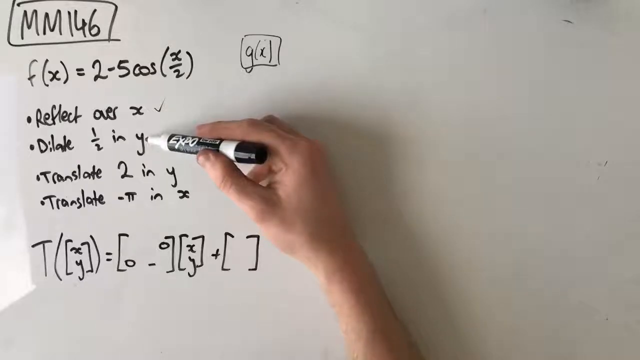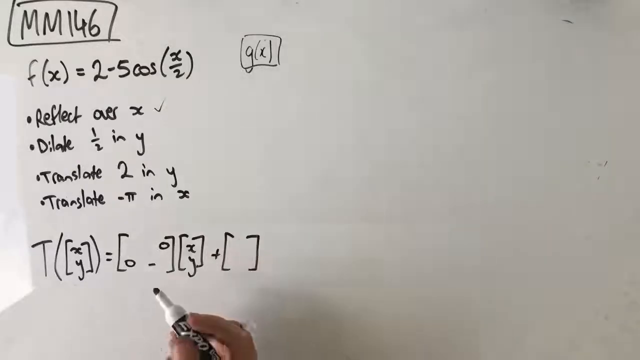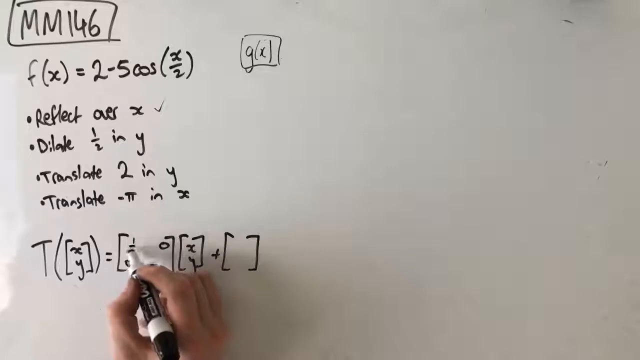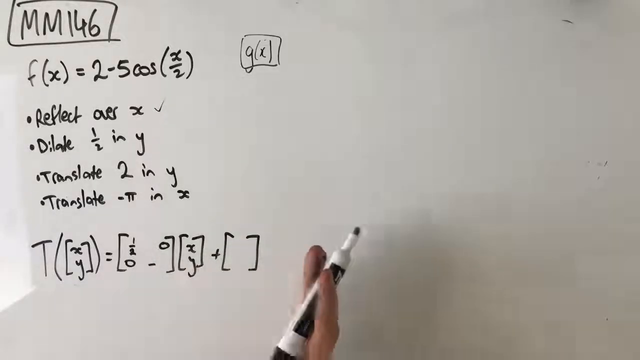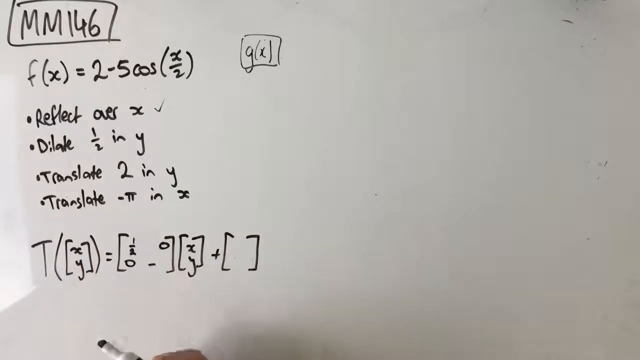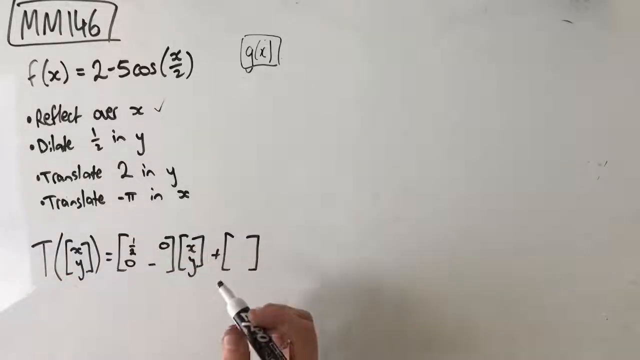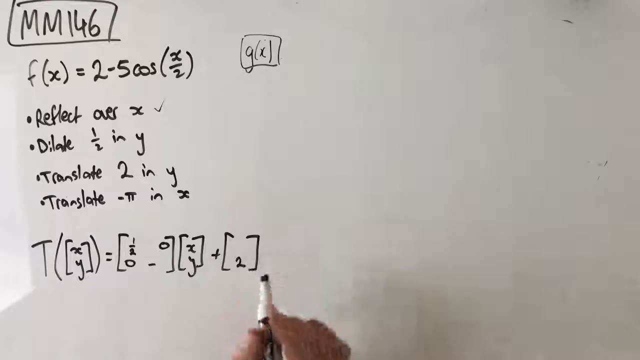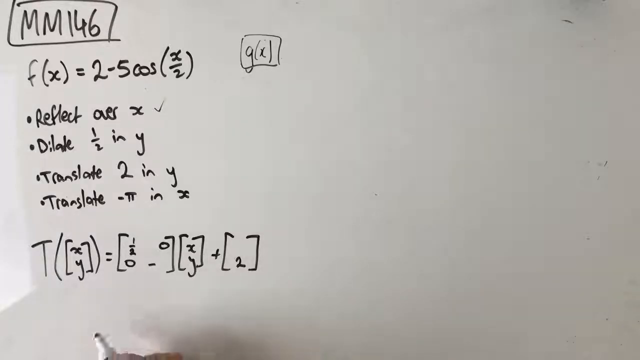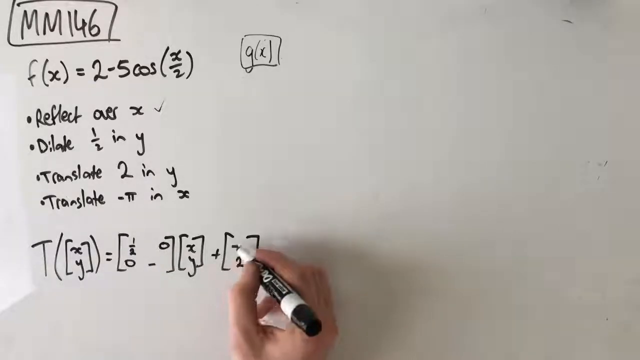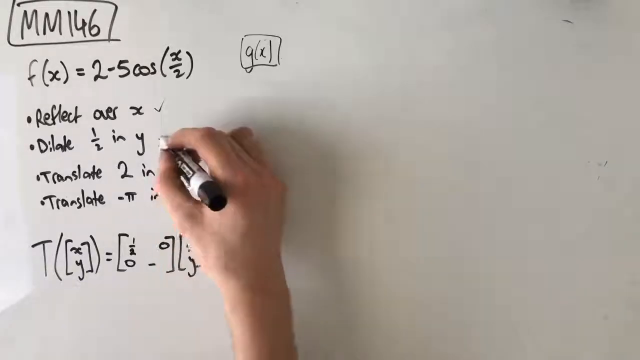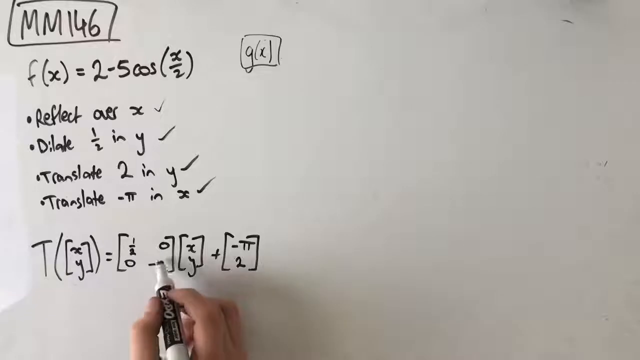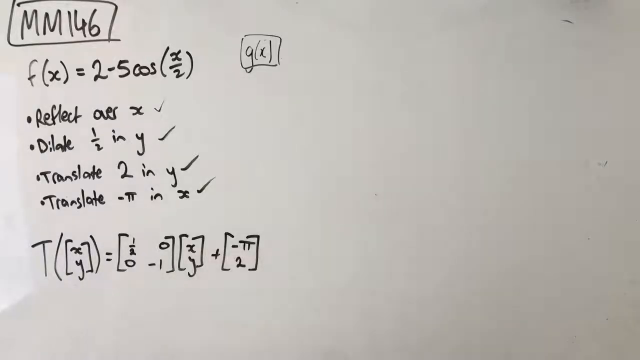We need to dilate this by a factor of 1/2 from the y-axis, which means we're putting a half here because we're multiplying all the x values by a half and dilating towards the y-axis. We're translating it 2 positive units in the y direction, which means we're adding a positive 2 here, and translating it negative pi in the x direction, which means we're putting a negative pi in the x spot. We haven't got anything else here, so that can just be a 1 here.